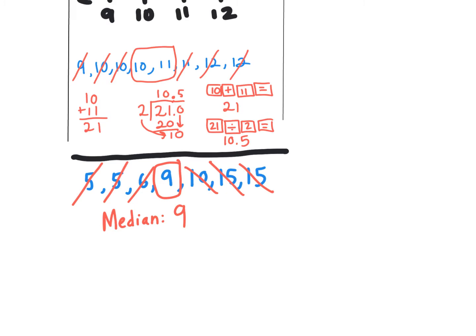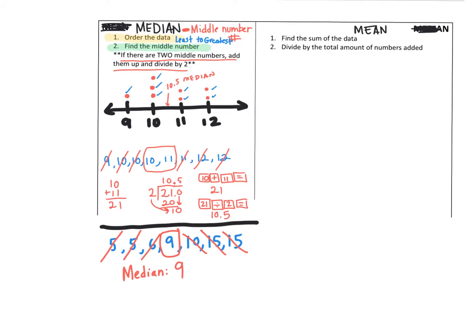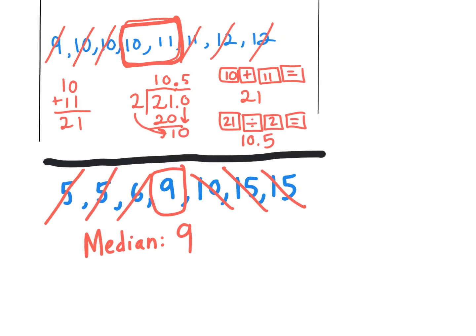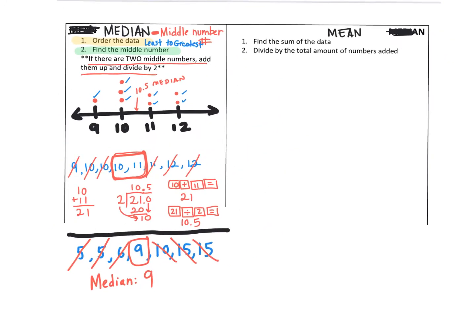The only time you have to divide by 2 is if you have two numbers like here. Otherwise, you simply find your middle number. Your median is simply your middle number.